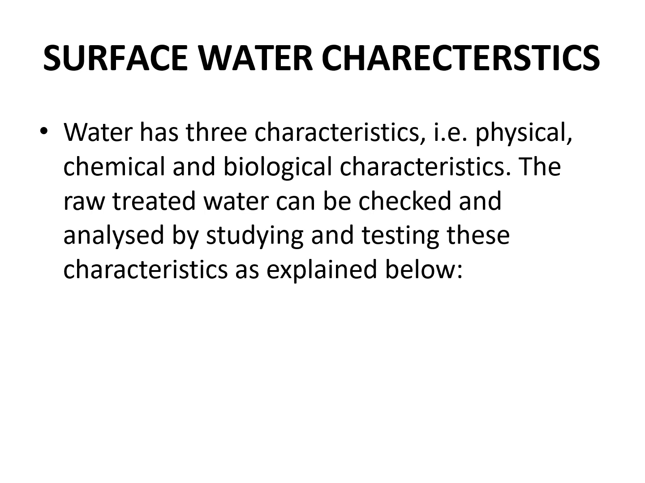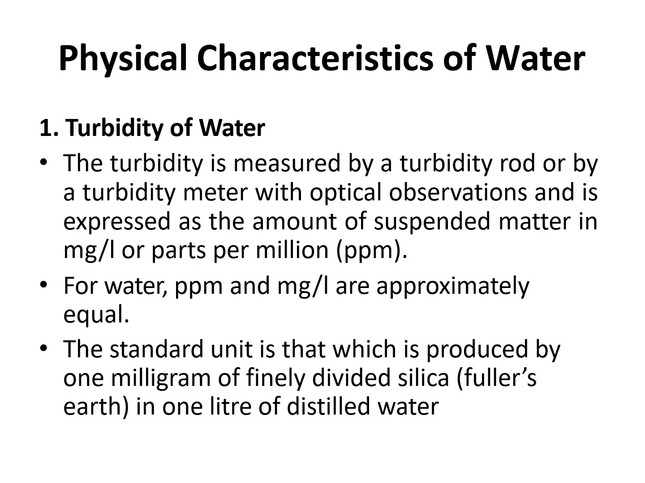Next one is characteristics of water. The characteristics are divided into physical, chemical, and biological. First one is physical characteristics of water. The first is turbidity of water. How to find the turbidity of water? By using a turbidity rod or turbidity meter.